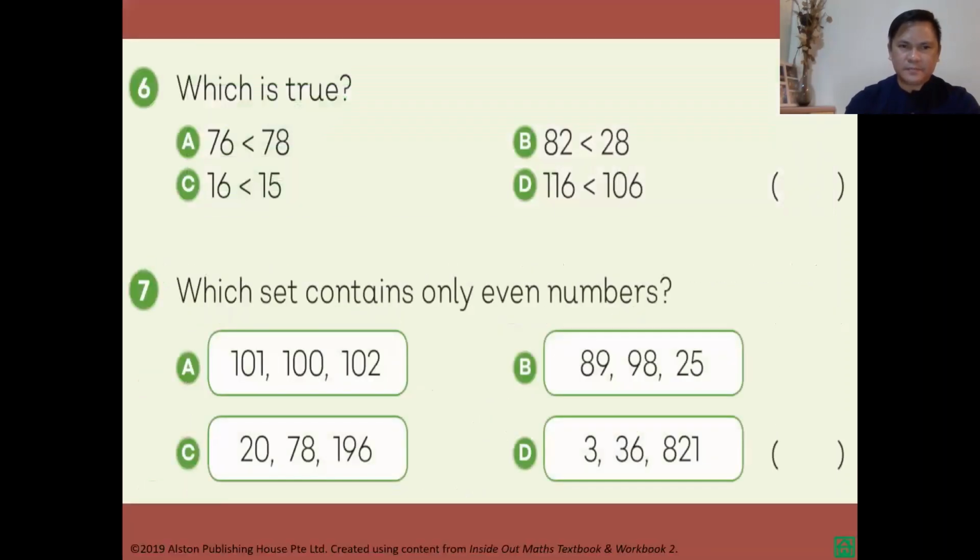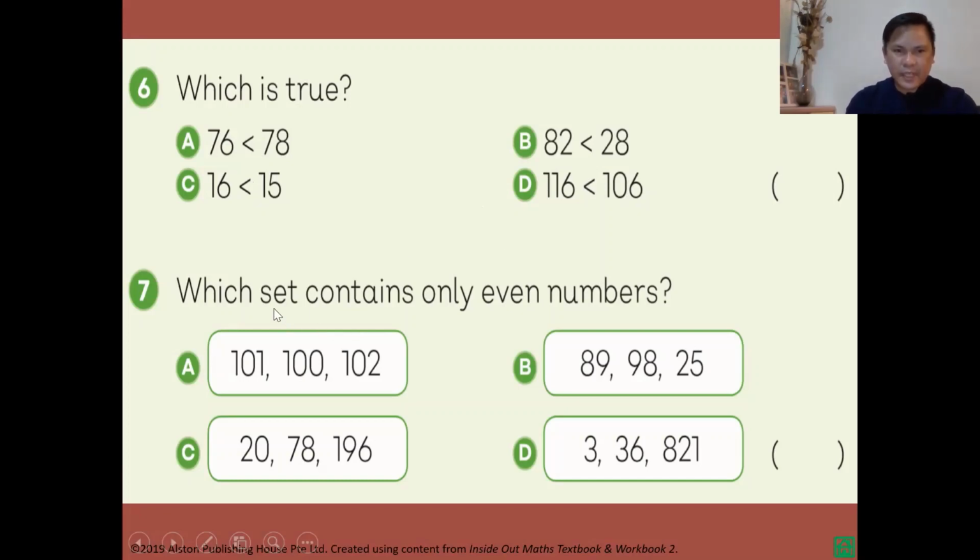Number 6. Which is true? When I say true, it means correct. Is it A, 76, the greater is 78? Or B, 82, the greater is 28? Or C, 16, the greater is 15? Or D, 116, the greater is 106? So which is true here? Is it A, B, C, or D? Write your answer.